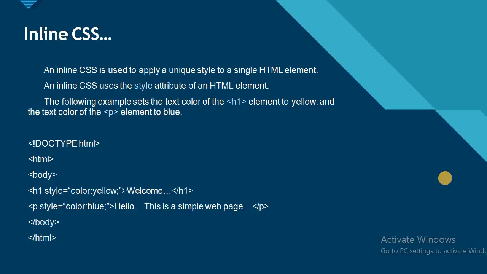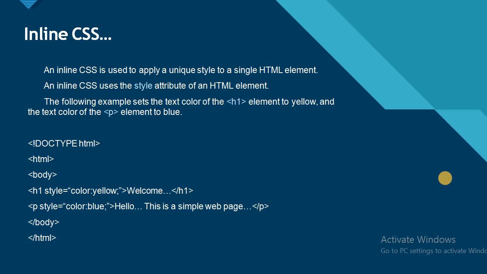Inline style sheets. An inline style sheet is used to apply a unique style to a single HTML element. For example, in this program, for the h1 HTML element alone we can assign a style, that is color equal to yellow, and for the paragraph element alone we can assign color equal to blue. So inline style sheet means the style should be applicable to the specific elements.